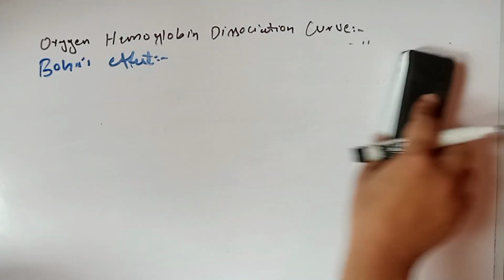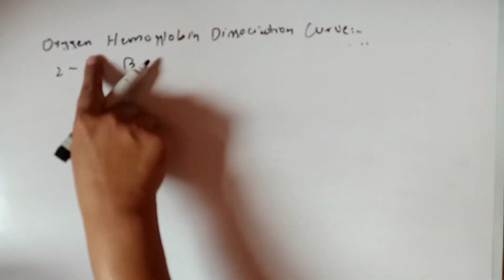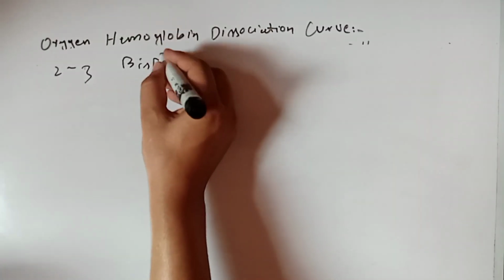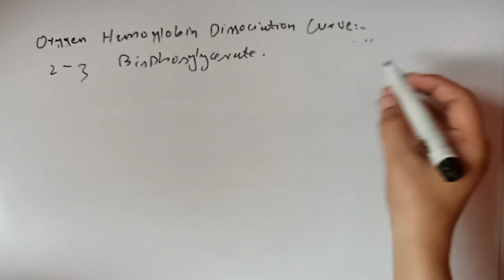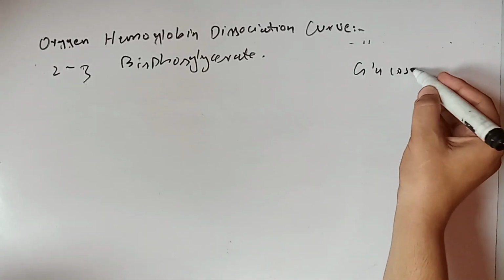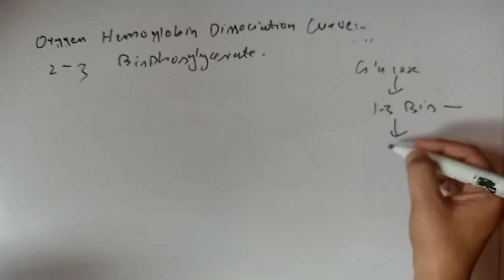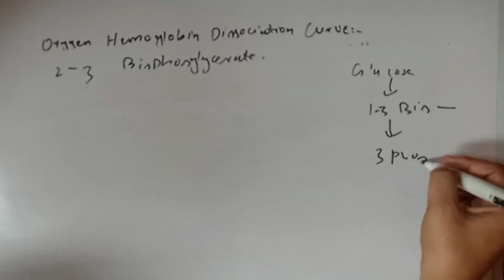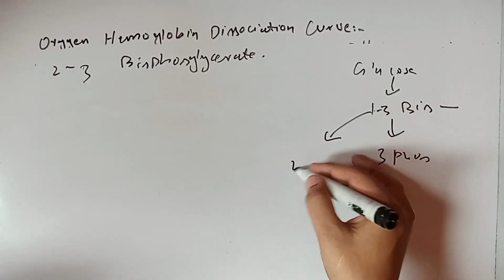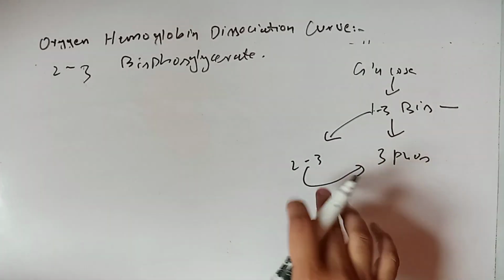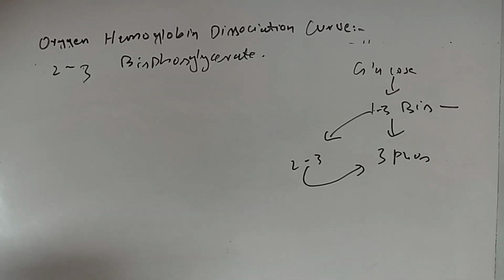Next, we move on towards an important regulator of hemoglobin oxygen transport, which is 2,3-bisphosphoglycerate. It is an intermediate produced from glycolysis. In glycolysis, glucose is converted into 1,3-bisphosphoglycerate, and then 1,3-bisphosphoglycerate is converted into 3-phosphoglycerate, and 1,3-bisphosphoglycerate is sometimes converted into 2,3-bisphosphoglycerate, which is an intermediate, and this intermediate 2,3-bisphosphoglycerate is an important regulator of the oxygen transport by hemoglobin.